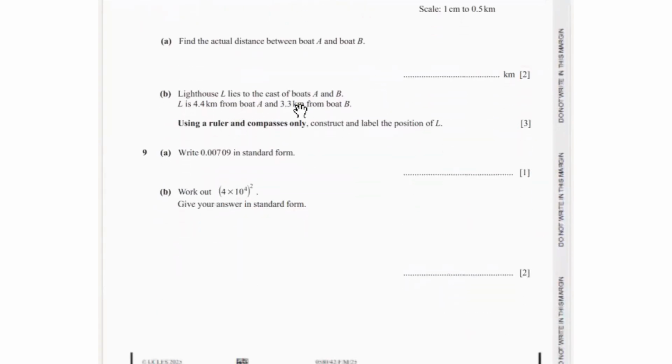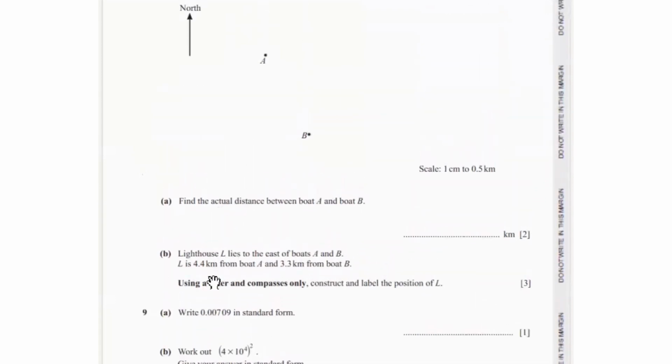Lighthouse L lies to the east of boats A and B. L is 4.4 kilometers from boat A and 3.3 kilometers from boat B. Using a ruler and a compass only, construct and label the position of L. So, since it's on the east of A and B, that means it's going to be on the right-hand side over here.